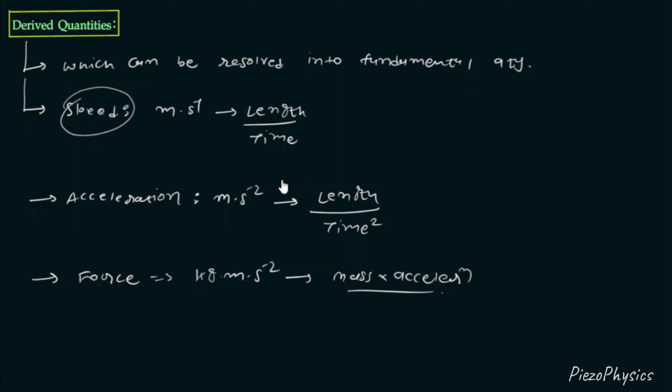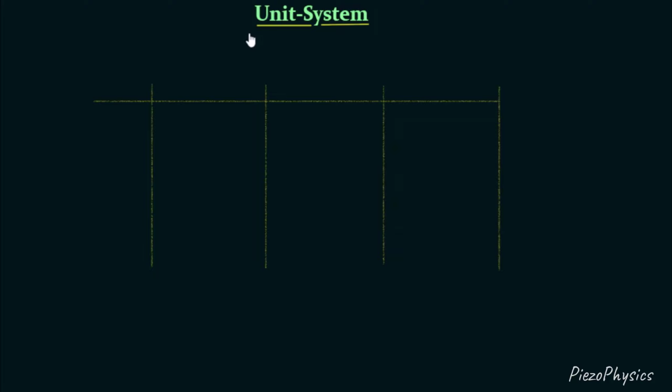Now let us look into the different unit systems which are available to us. So here it will be system. So the first unit system is FPS, right? Here we will write fundamental quantities length, mass and time. So for length, the FPS unit system has unit as foot, right? Mass is shown as pound and time is shown as second.